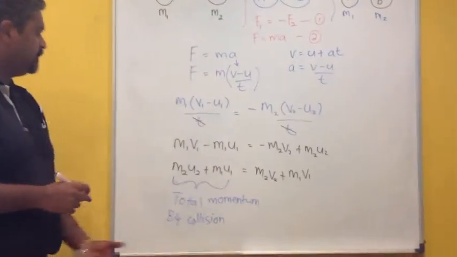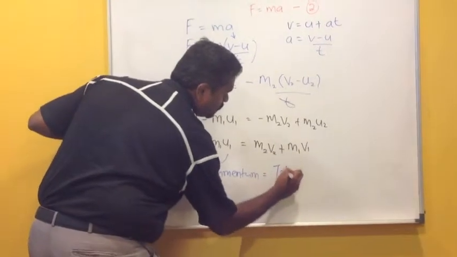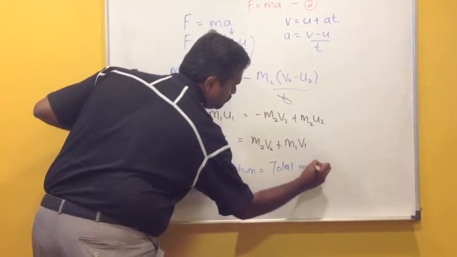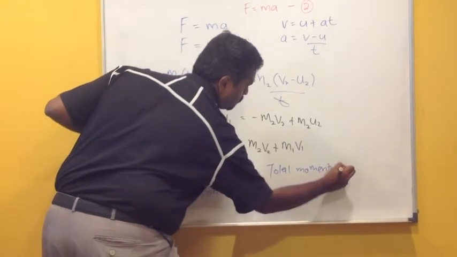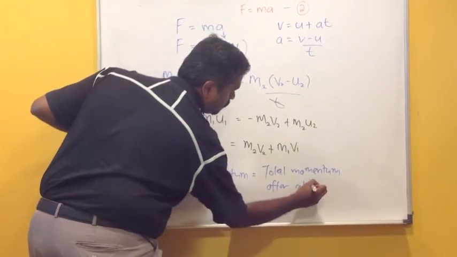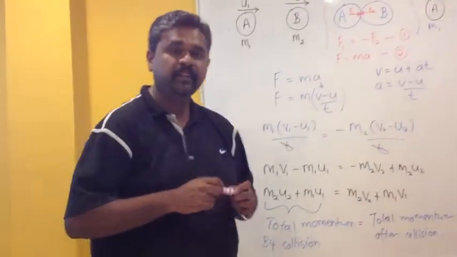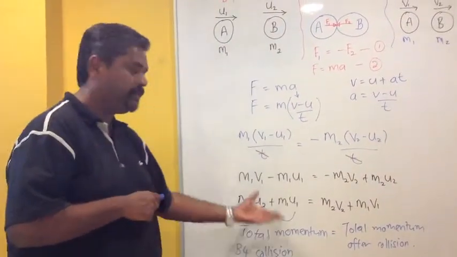Therefore, we have the total momentum before collision being equal to the total momentum after collision. And thus, the principle of conservation of momentum is mathematically proven.